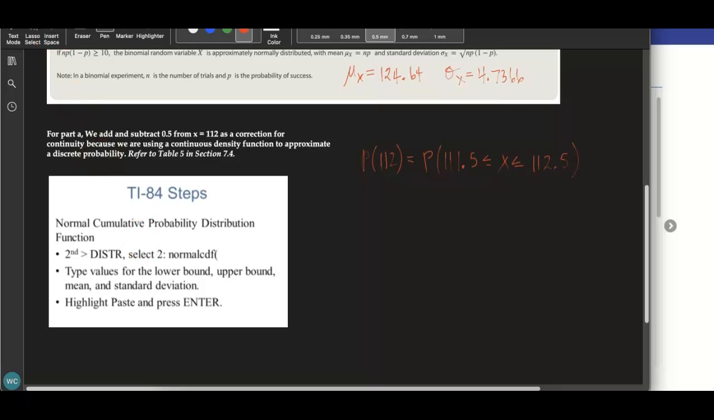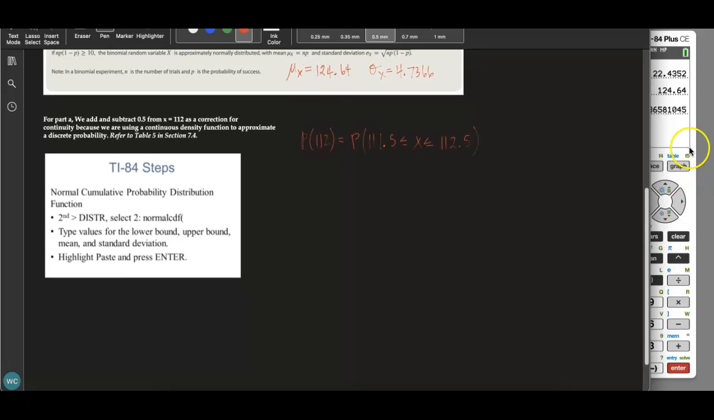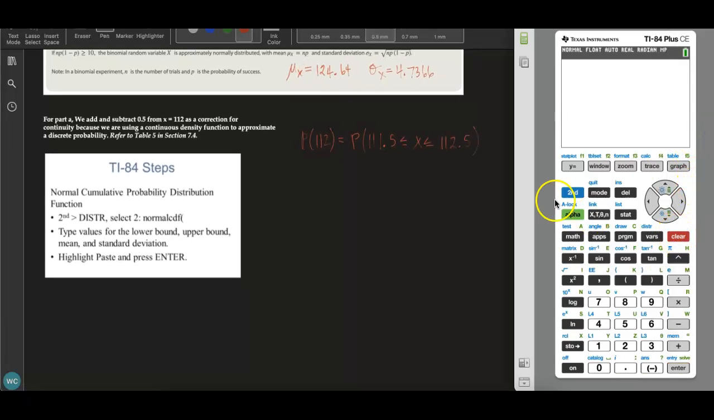Okay, so now let's look at our calculator. All right, so let me just move this over here just a little bit. Okay, so we're going to do second distribution and the normal CDF. Our lower bound is 111.5. Our upper bound is 112.5. Our mean we calculated earlier using the formula. And the same thing with our standard deviation.